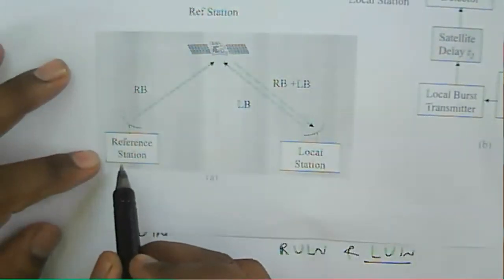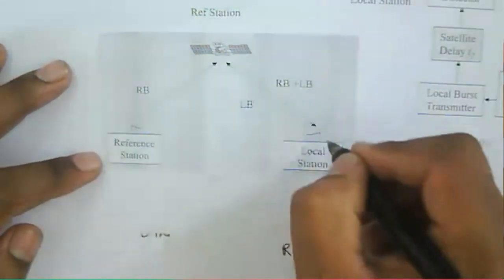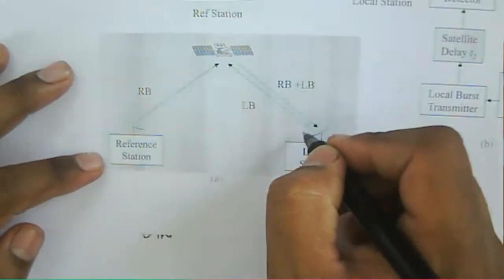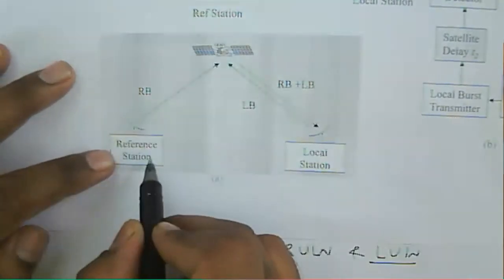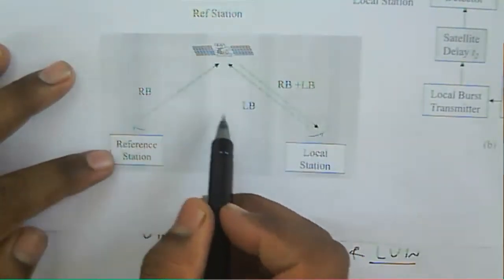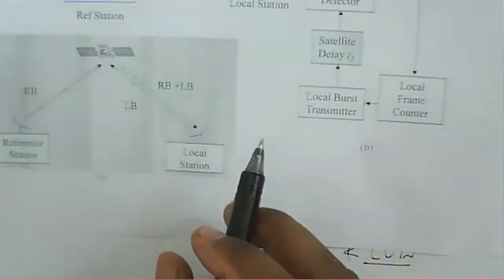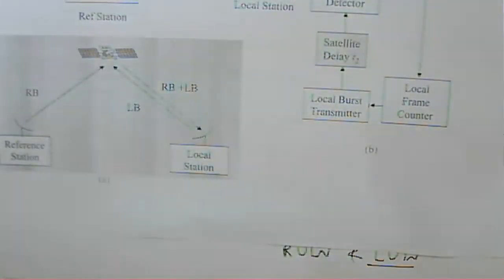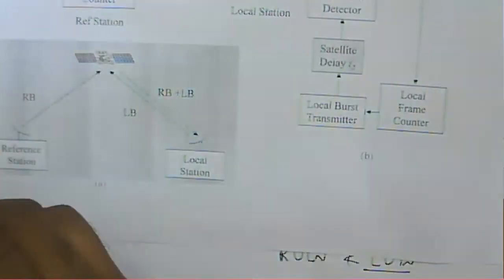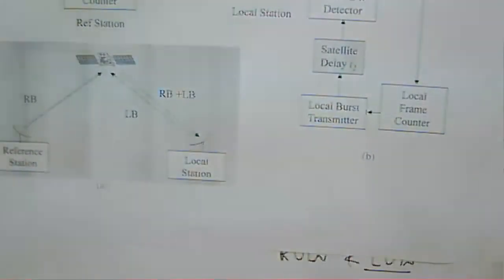At the reference station, we are transmitting the reference pulse, and then we are receiving that particular pulse here. The reference burst is transmitted from the reference station, the local burst is transmitted from the local station, and it is receiving both the reference burst as well as the local burst there. Here they will correct the RUW word as well as the LUW word, and the corrected position using this reference burst and local burst transmission takes place between the two stations there.